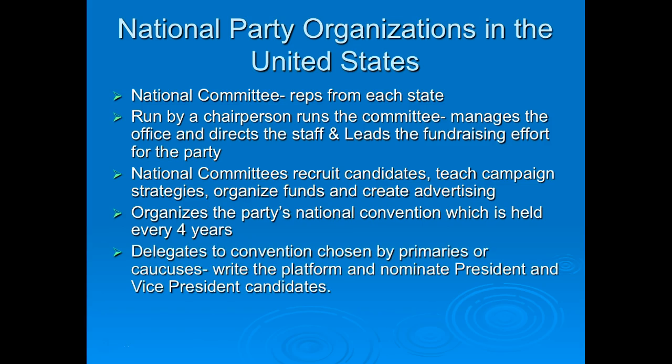Delegates to the convention. So when you watch the Republican or the Democratic convention, you're looking at delegates. And those are chosen either by the primaries or the caucuses. When you vote in the primary or the caucus, you're actually selecting a slate of delegates to represent you at the party convention. And the delegates there write the platform and nominate the president and vice presidential candidates.